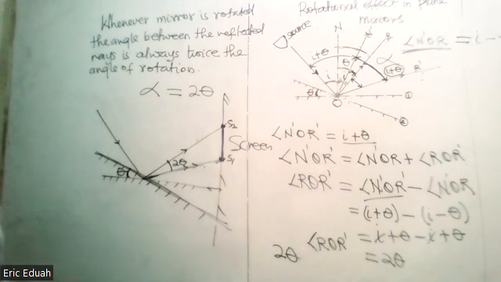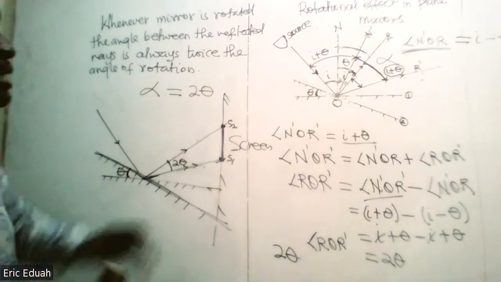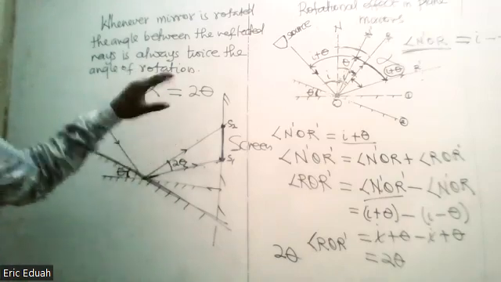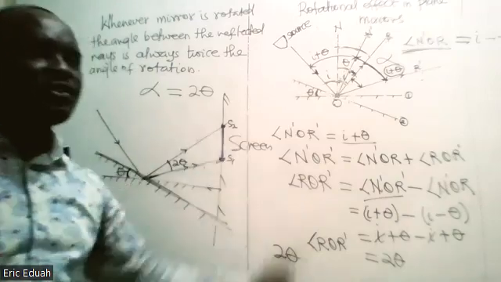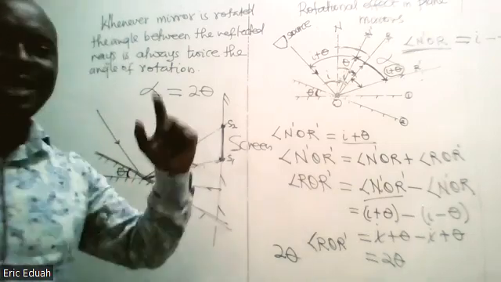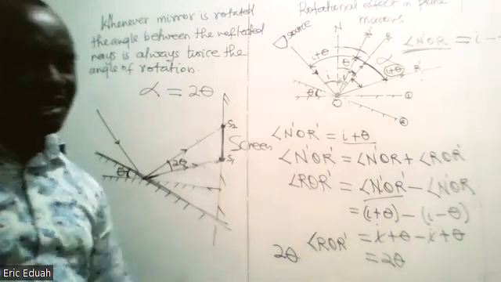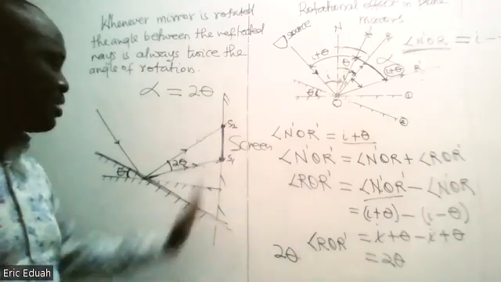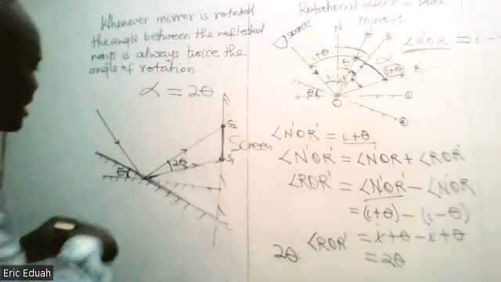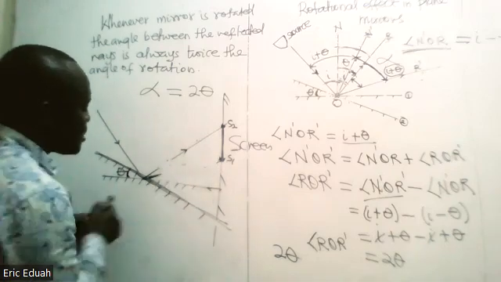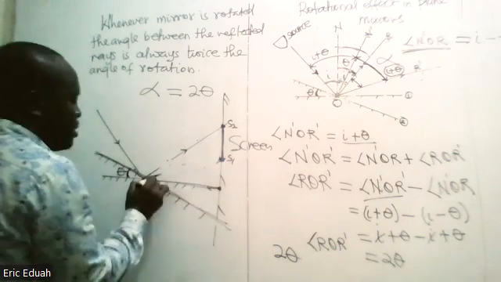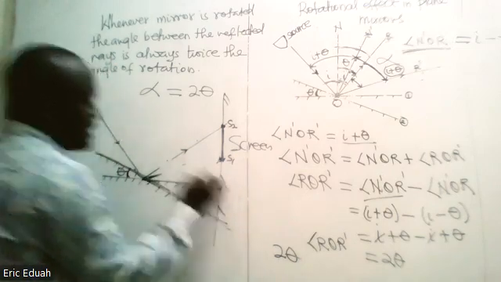You would have to understand that when you rotate a mirror through an angle theta, the angle between the reflected rays is always twice the angle of rotation. That's all. The rest is trigonometry, because sometimes they'll give you the first incident ray hitting the screen horizontal to it, and it's here.